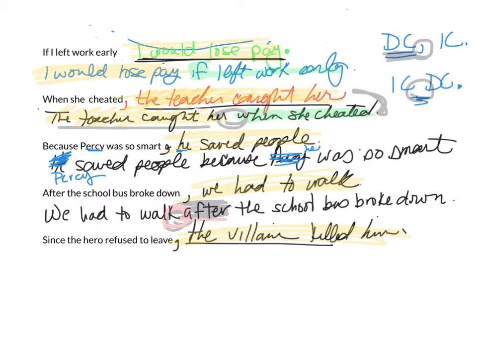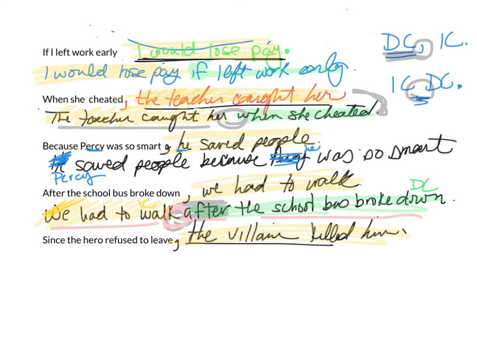Now, which of these two ideas? We had to walk, the school bus broke down. Which is the main idea? Yep, the main idea is the one that does, that is the wrong, I meant to highlight that. Sorry about that. The main idea is the one that does not have the subordinating conjunction in front of it. Here, the subordinating conjunction after is attached to the front of this. The school bus broke down. So that means that the school bus broke down is going to be our DC. And our main idea is going to be up here with the IC.